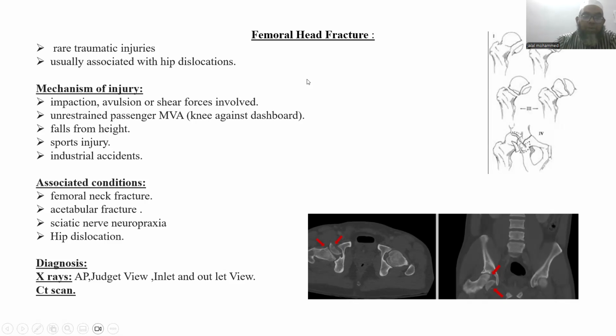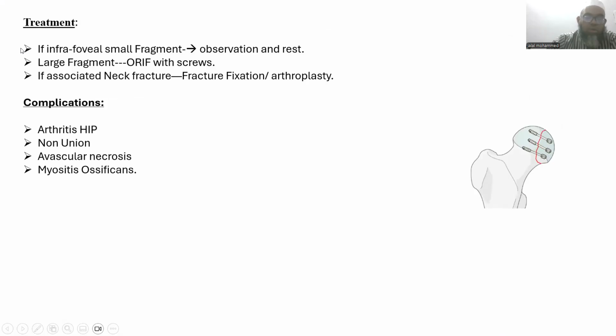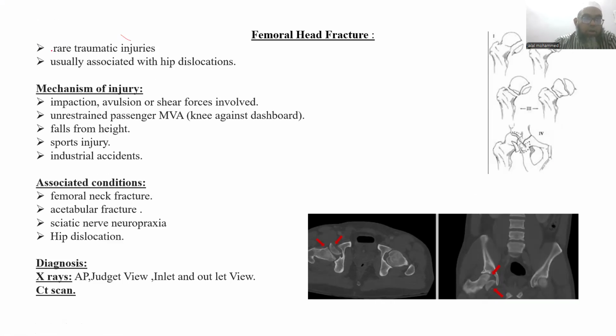It's a very rare injury. Rare trauma usually associated with hip dislocation. It's a high impact avulsion or shearing force injury, mostly from a road traffic accident or sometimes a fall from height, and very high velocity sports injuries and industrial accidents. It is associated sometimes with an isolated head of the femur or subcapital fracture.